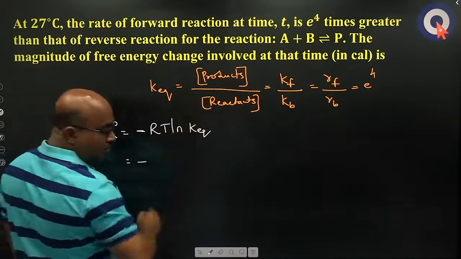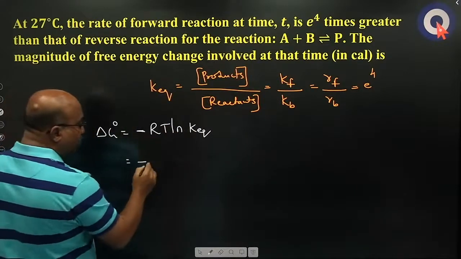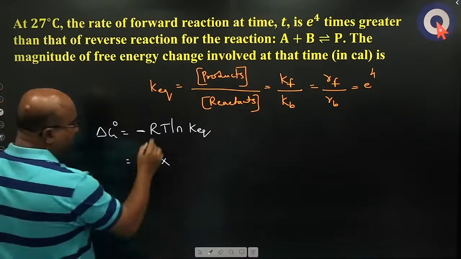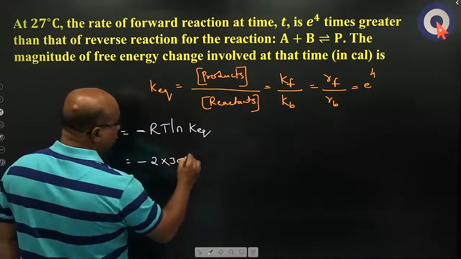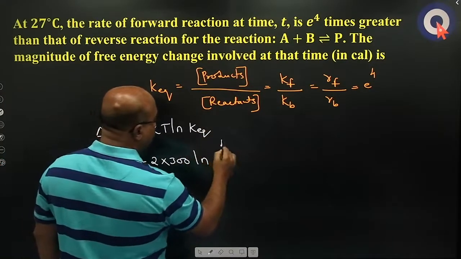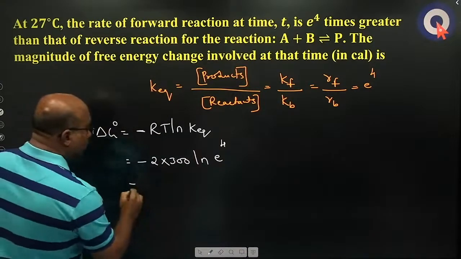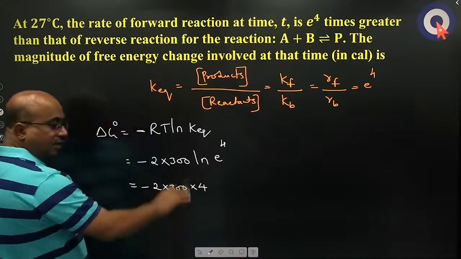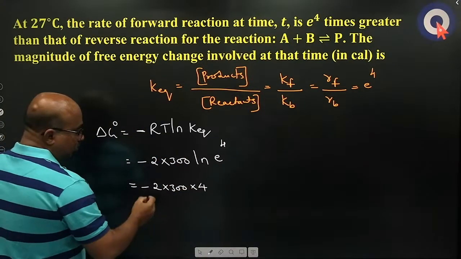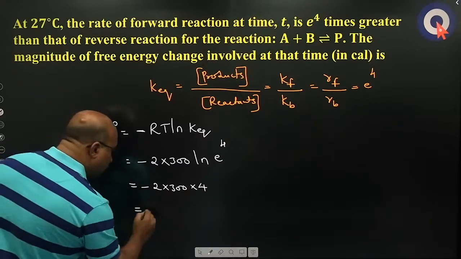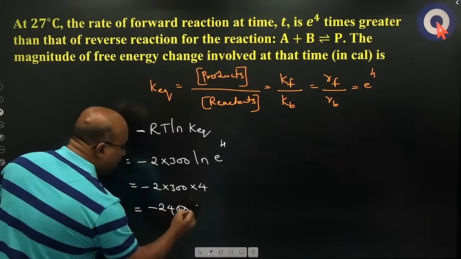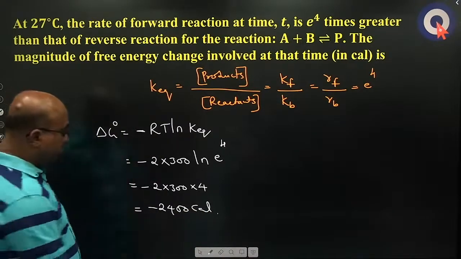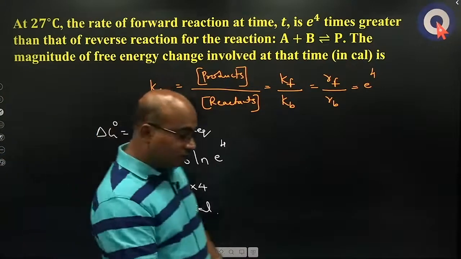Now we have to calculate in calories, so we can take the R value as 2. The temperature is given as 27 degrees centigrade, so we can take the temperature as 300. Then ln of e to the power of 4 is nothing but 4. So it is 2 into 300 into 4, because ln e is 1. Everybody knows that. So it is 6 into 400, that is 2400 calories. Clear? We need only the magnitude, so we can take 2400 as our answer.